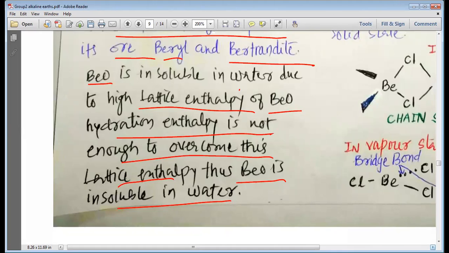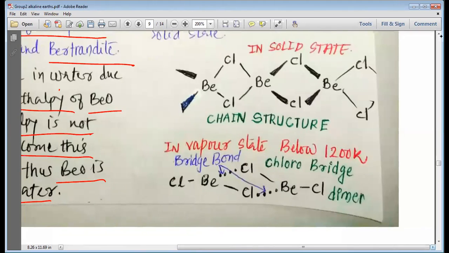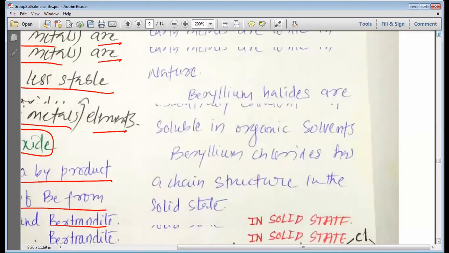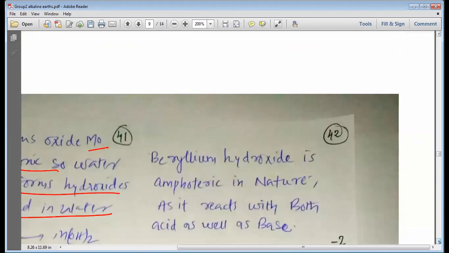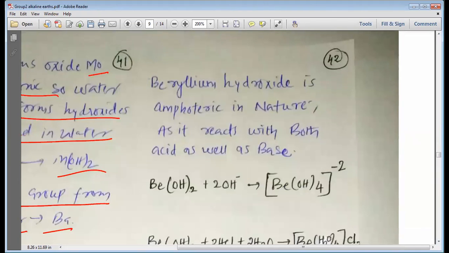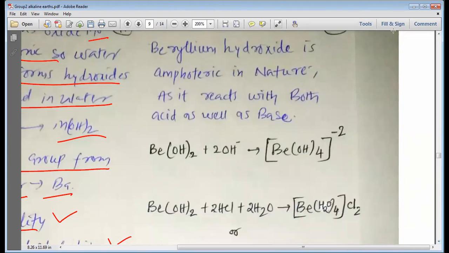So you can think that the lattice enthalpy of BeO is very high, because Be2+ also has a very high hydration enthalpy due to the very small size and high charge density. But still the lattice enthalpy is so high that the hydration enthalpy does not overcome it, and beryllium oxide is water insoluble, and that is why beryllium hydroxide, Be(OH)2, cannot be prepared by dissolving BeO in water, and it is just obtained as a byproduct during the extraction of beryllium from the ore beryl.